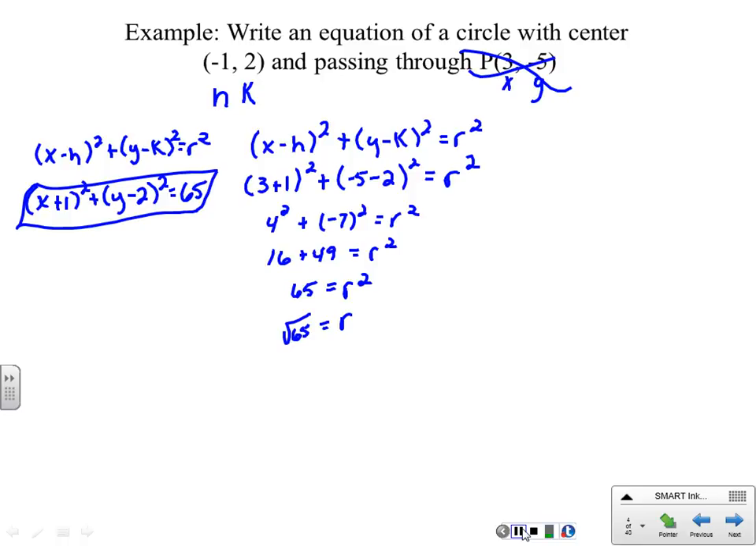So, do you understand why I wrote 65 instead of the square root of 65? You've got to know your formula. In standard form, it's equal to r squared. So we need that r squared. You're going to square your radius. Okay?